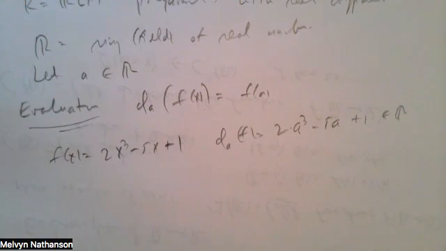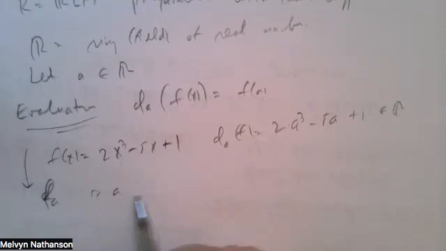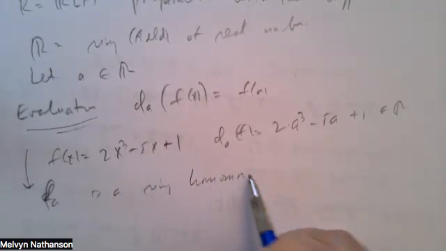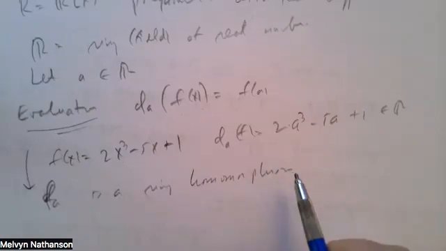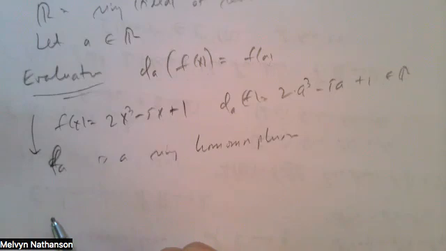And that's a homomorphism. So this is phi sub a, a ring homomorphism. So why is that? Let's just prove this.